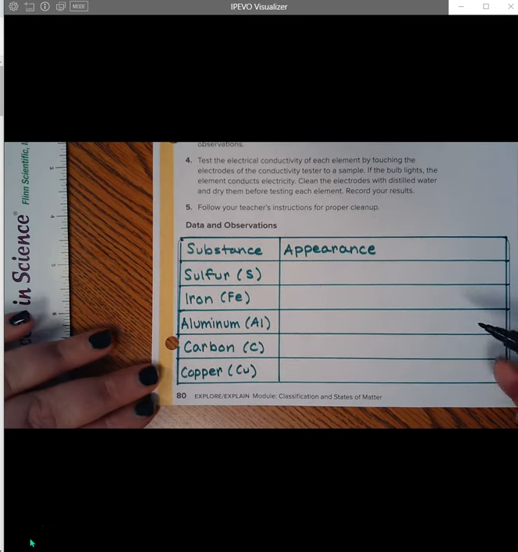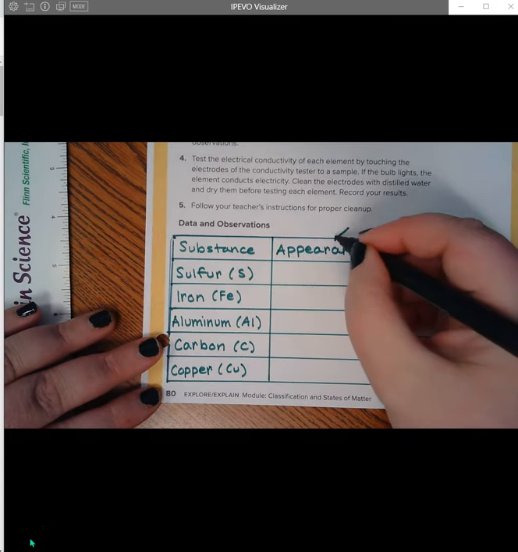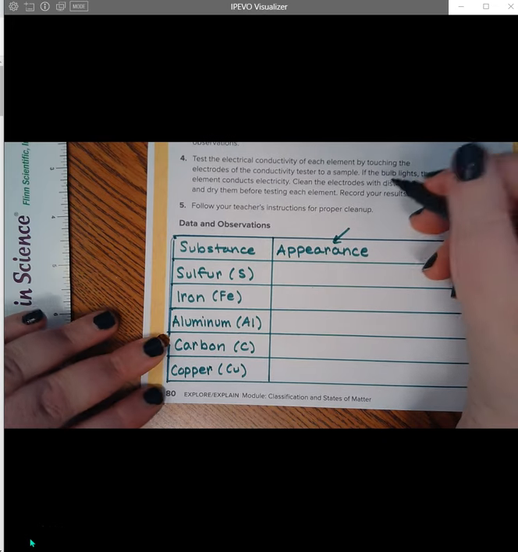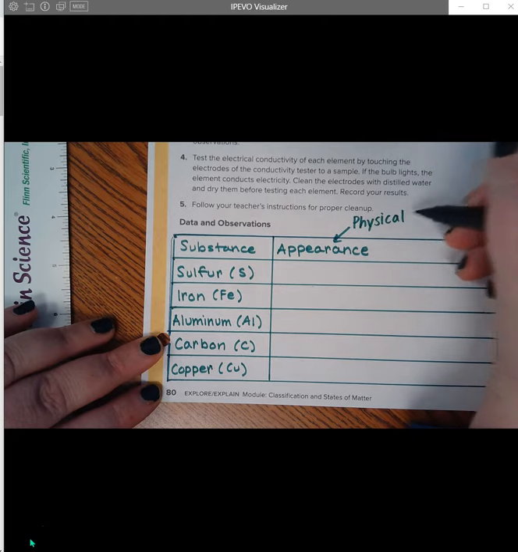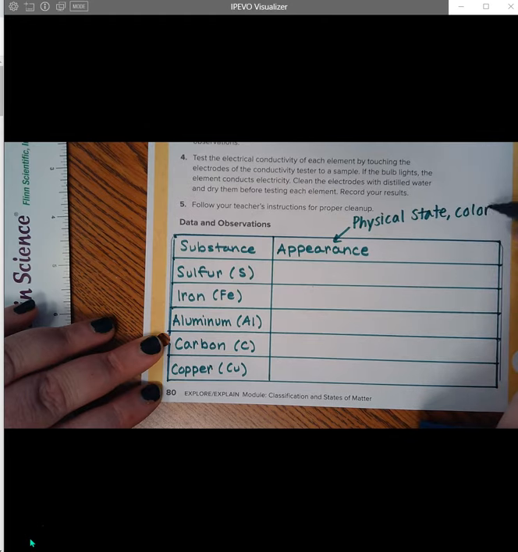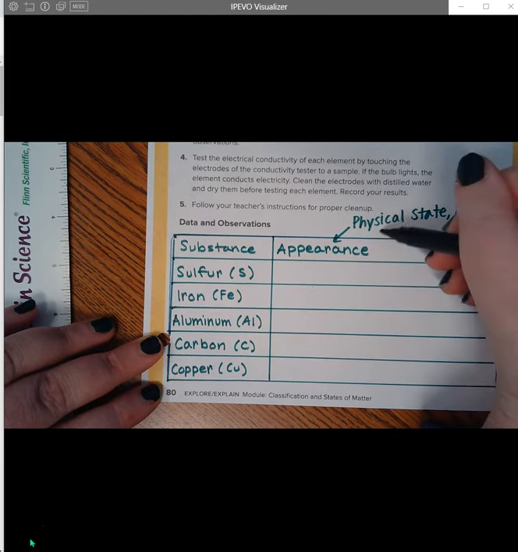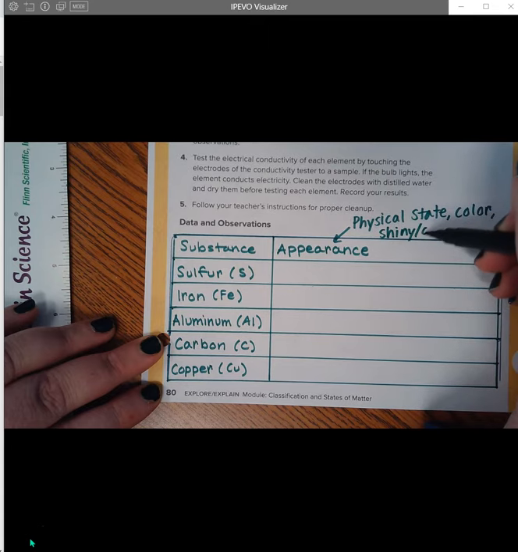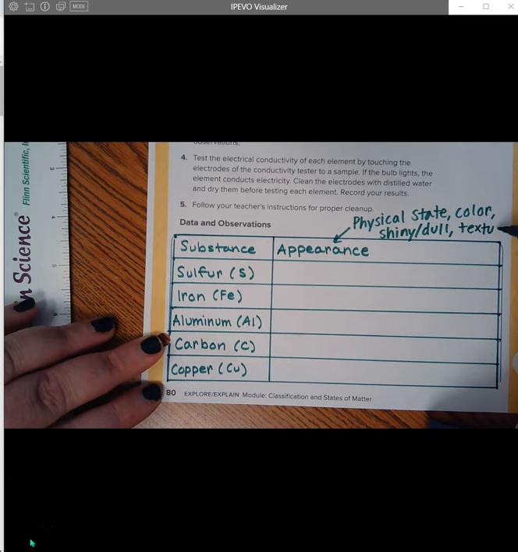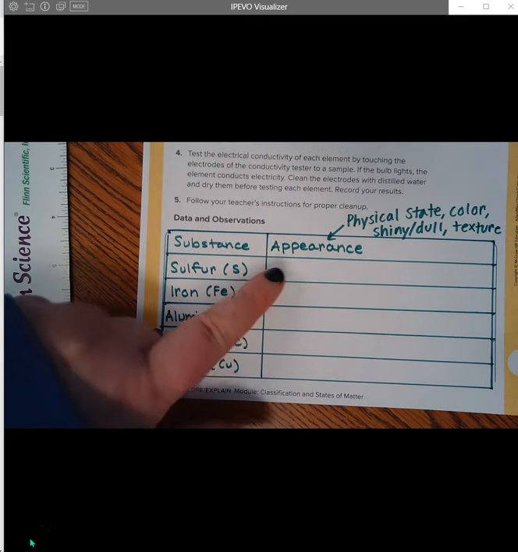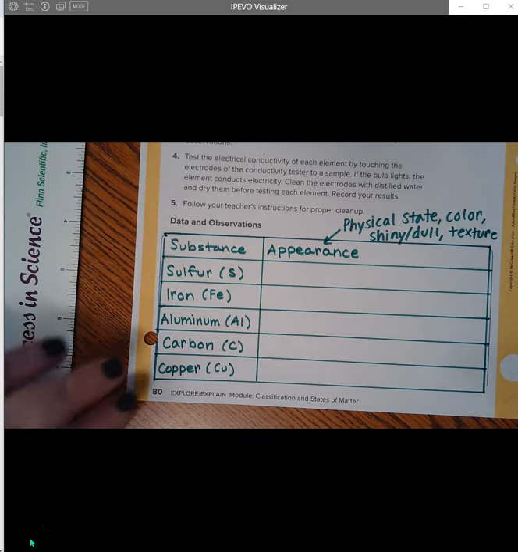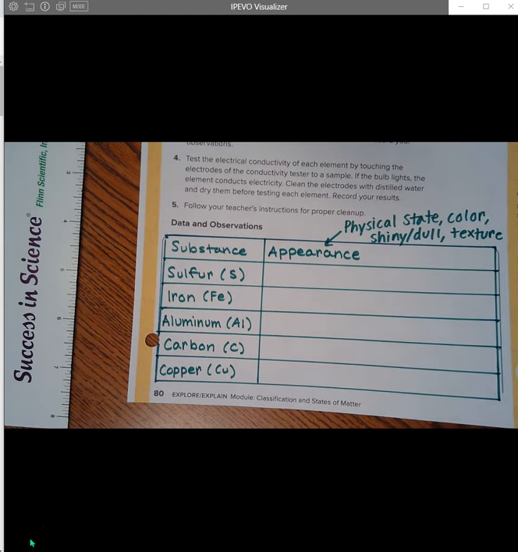For appearance, when you watch the video, you can record things like the physical state. So is it a solid, a liquid, or a gas? You could record an observation about color, whether the substance is shiny or dull, and then also you can try to observe its texture. So is it rough or smooth? You can record that in the appearance section. So that's the data table for page 80.